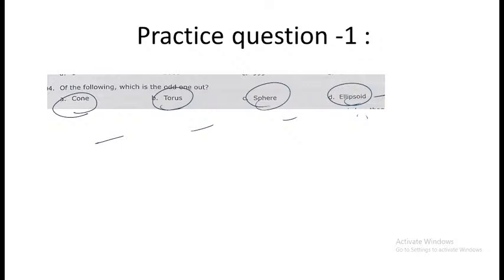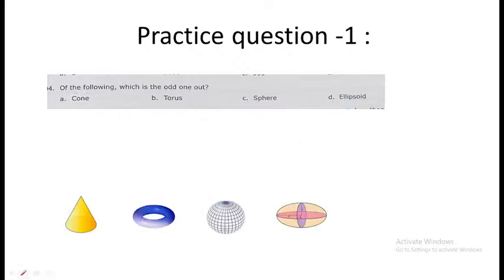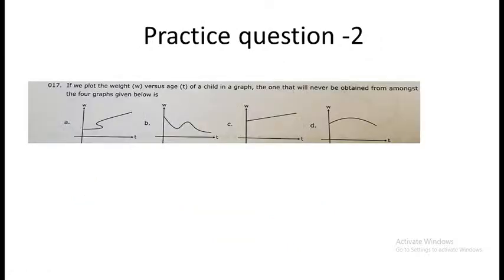Okay, so let's see the answer for this question. Look over here. This is how all these diagrams or images look. This is a cone, this is a torus, this is a sphere and this is an ellipsoid. So torus is the only figure in which you have a hole in the middle. Answer is option number B.